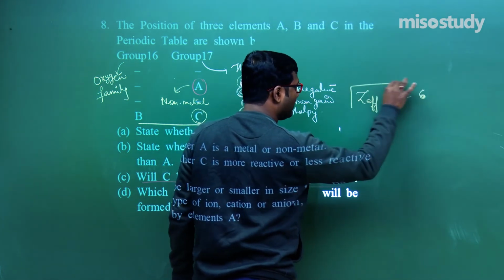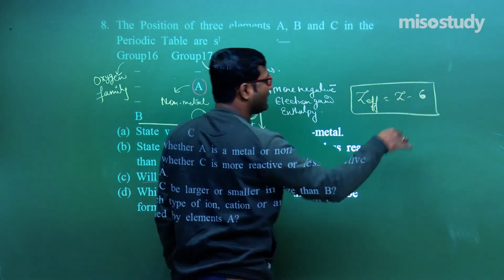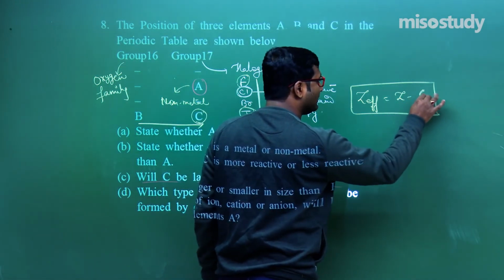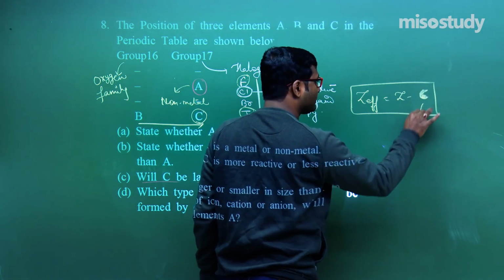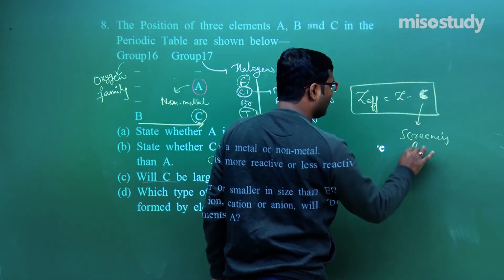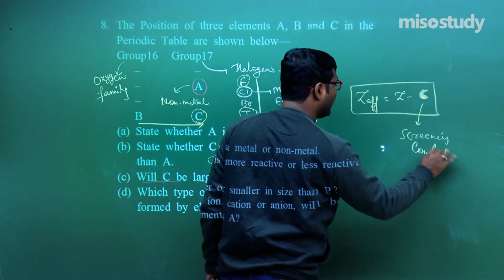This is upper level, but still remember this. Z effective is equal to atomic number minus sigma, where sigma is the symbol for the screening constant. Am I right? Yes, sir.